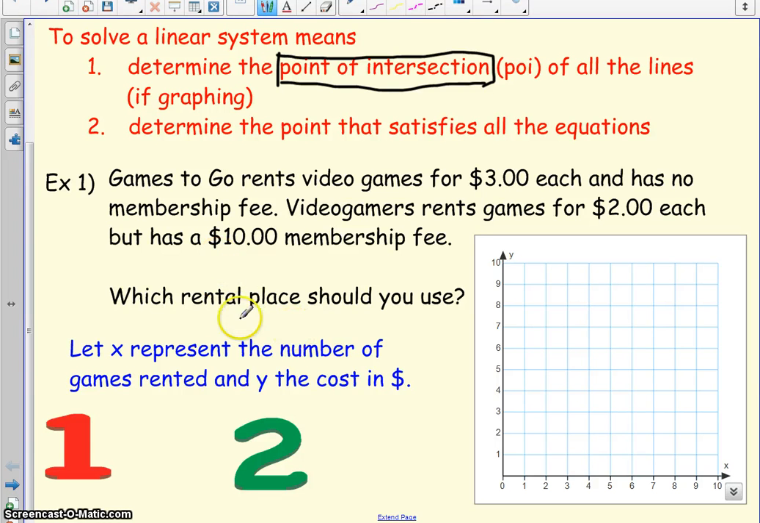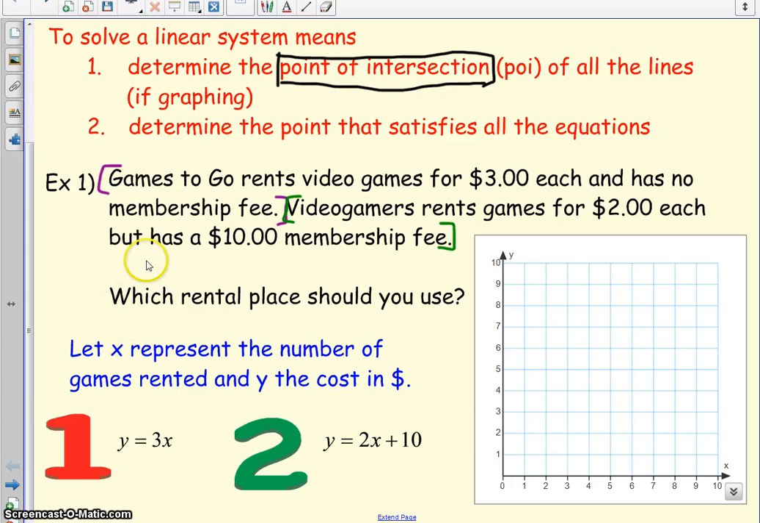Okay, and the question is, which rental place should you use? This would be a typical type of question you would have seen back in grade 9. Okay, and what you would need to do first is create equations for each of these stores. So what I'd like you to do now, very quickly, create an equation for Games to Go, and create another equation for Video Gamers. It even tells you what variables to use. Let x represent the number of games rented, and y be the cost in dollars. So take a minute to do that and push play when you're ready to see the answers.